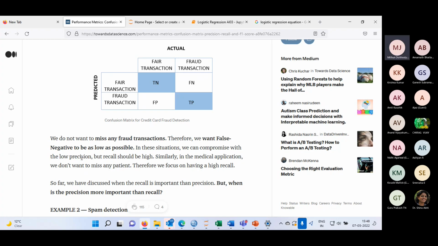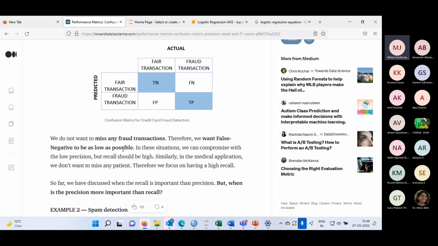In fraud detection and such things, we don't want to miss even one single fraud, correct? I don't want to miss one single fraud. Therefore, we want the false negatives to be as low as possible. In these situations, we can compromise with low precision, but recall should be very, very high.